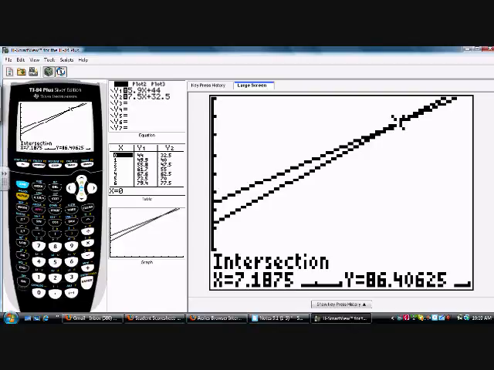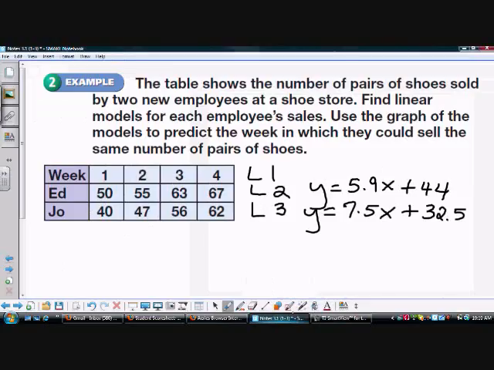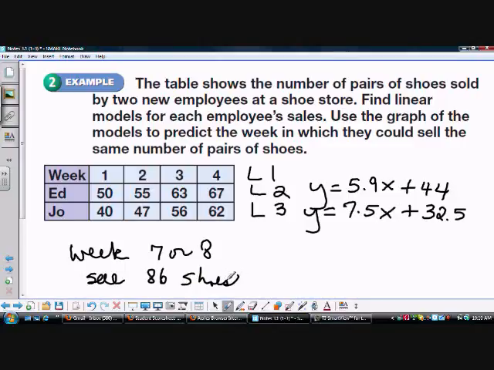Did you get there? Okay. So that means in week 7.85, should we call that week 7 or 8? They sell approximately how many shoes? So in week 7 or 8, they sell approximately the same number of pairs of shoes.